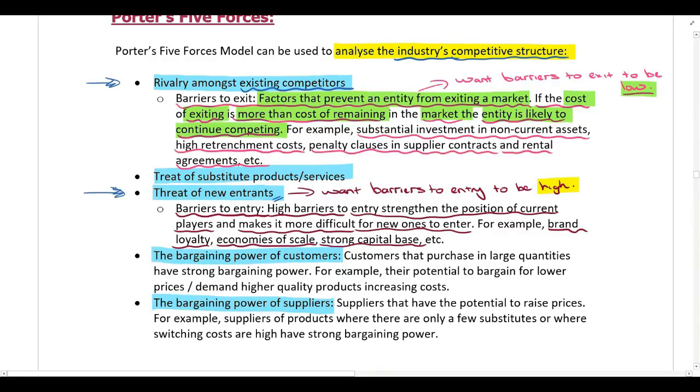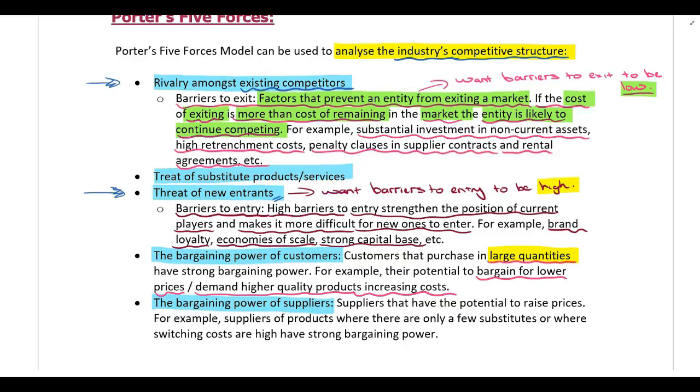Then if we look at the bargaining power of customers, if we have customers that buy in large quantities, those customers will have a lot more bargaining power than customers that buy in small quantities. So for example, they might try and bargain for lower prices, or they might also demand higher quality products. And higher quality products will obviously increase the cost of the company. And because we are dealing with a significant customer that buys large quantities, you will most likely allow these discounted prices or also accommodate them with better quality products because you don't want to lose this significant customer.